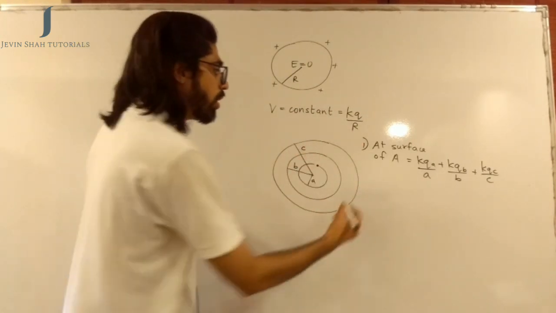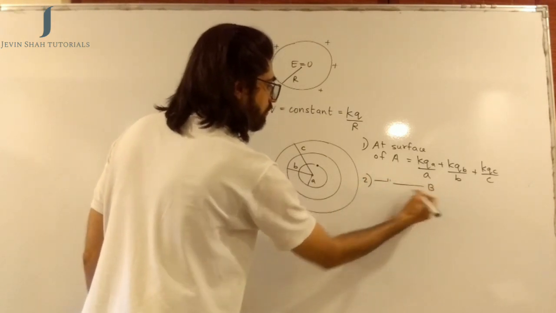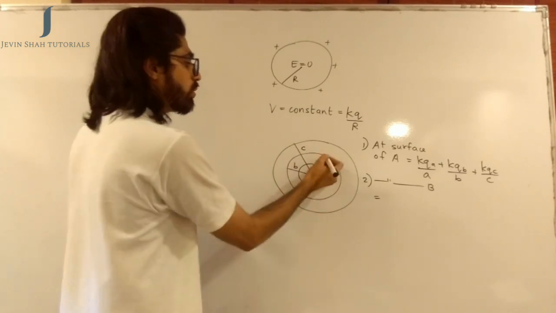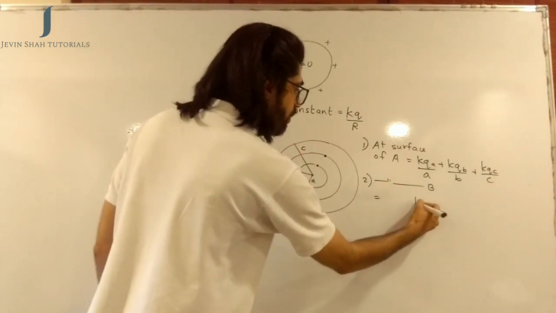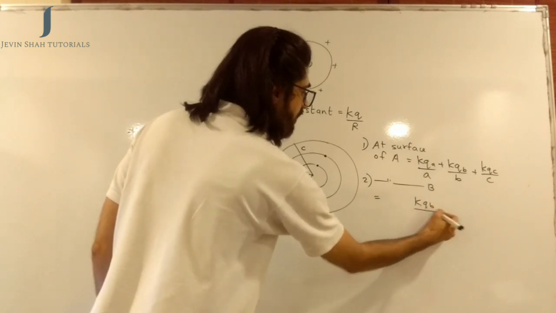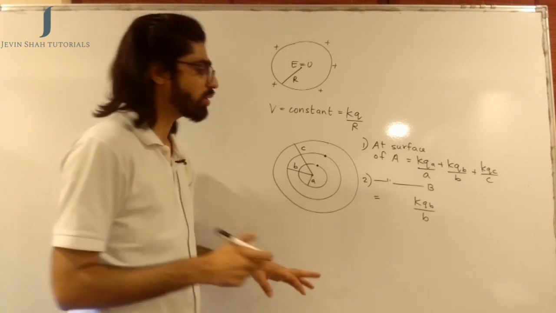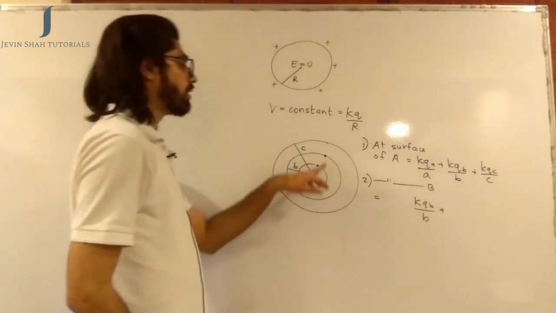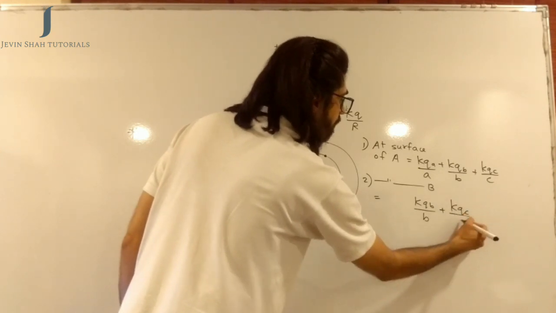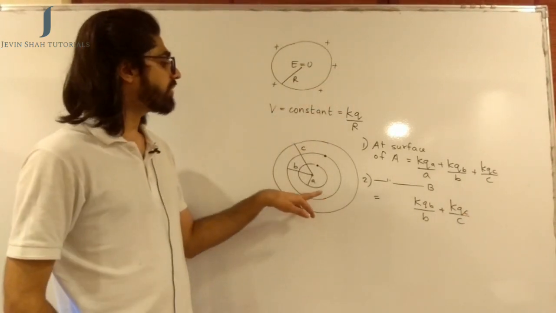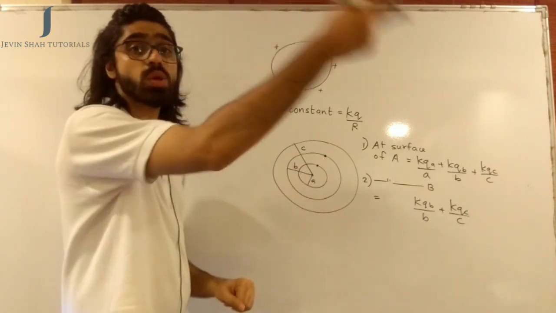Now think over it. What if I say at the surface of B? At the surface of B, because of the sphere B, it will be KQB by B. Now QB is Q subscript B, okay? Plus, this point is in the interior of C. So that will be KQC by C. And finally, because of the sphere A, see this point on the surface of B is actually outside of A.